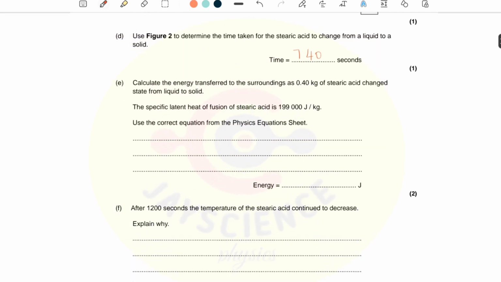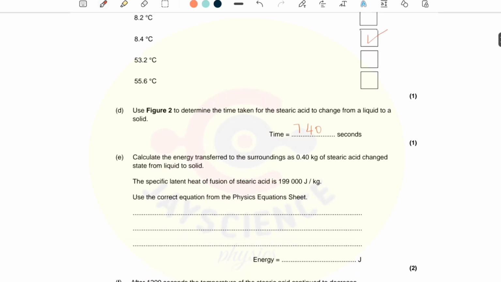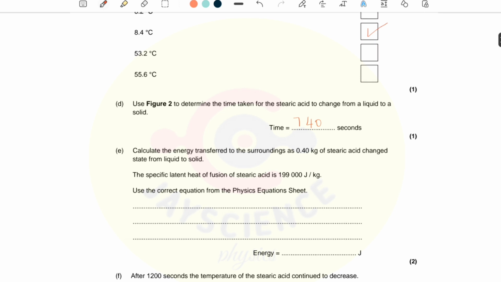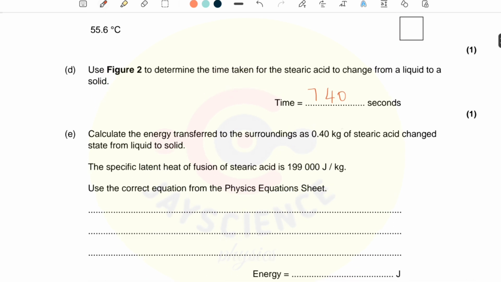E says calculate the energy transferred to the surroundings as 0.40 kg of stearic acid changed state from liquid to solid. The specific latent heat of fusion of stearic acid is 199,000 joules per kilogram. Use the correct equation from the physics equations sheet. We don't have that right now, but I'm going to write that equation on the screen for y'all. We'll have the mass.